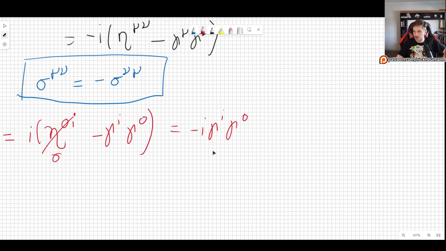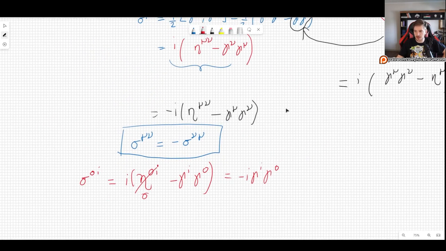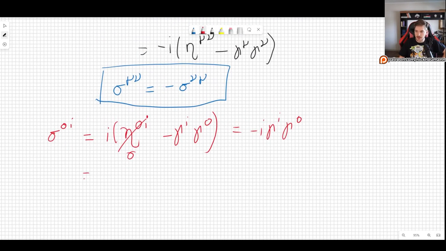And well, here we would have to write it down explicitly. If you had chosen to use this part instead, you would have gotten minus i times 0 minus gamma. Now it's the other way around. So this would be gamma 0 gamma i, which gives you i times gamma 0 gamma i. So that's the other case. And you can see that these are the same because gamma i and gamma zero, as we saw before, anti-commute. So you can change the order of those two gammas by putting a minus sign in front, which cancels it out.